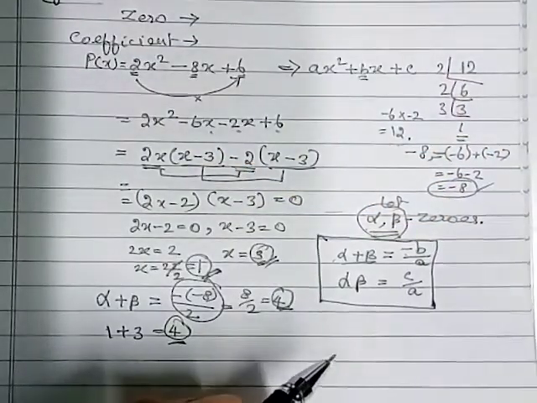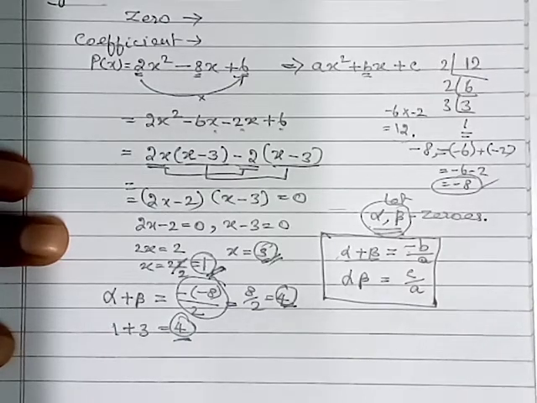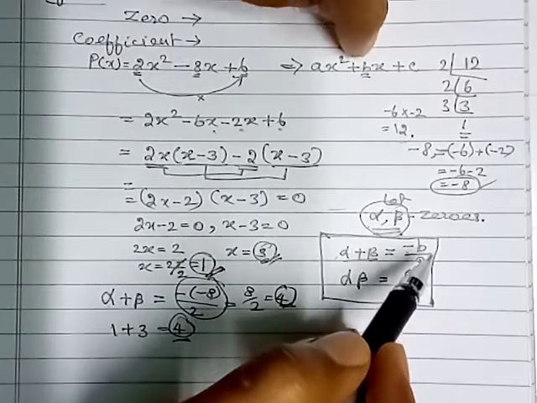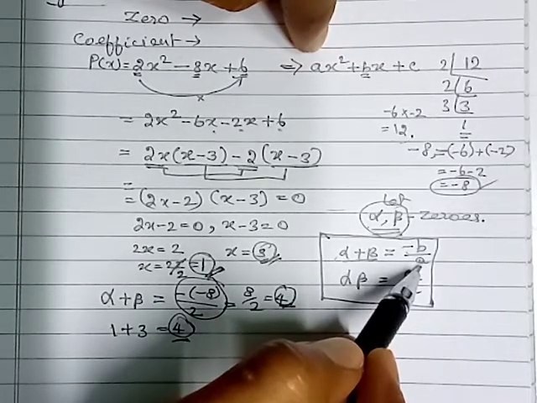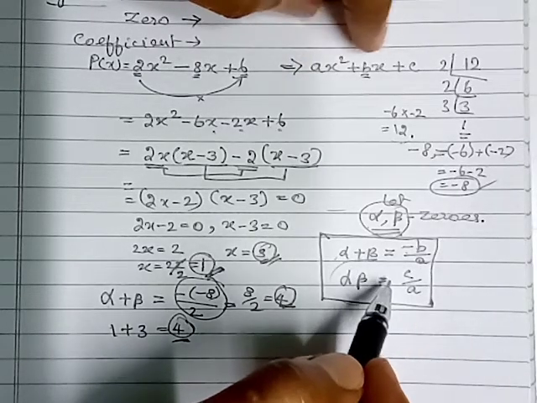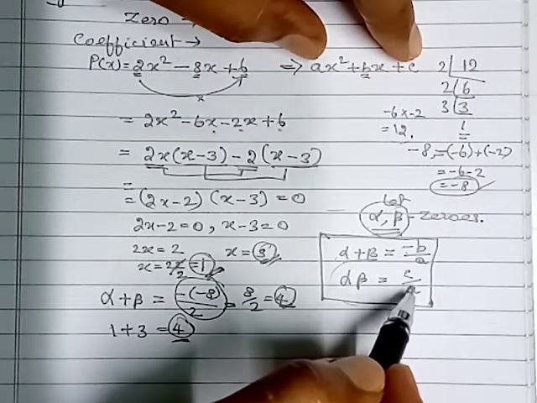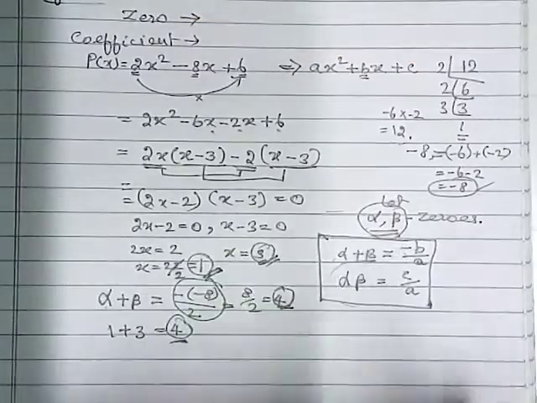So it's true, right? The relationship between zeros and coefficients of a polynomial is: if you add the two zeros, that will be equal to minus b, the coefficient of x, divided by the coefficient of x squared. If you multiply those two zeros, that will be equal to the constant term of the polynomial divided by the coefficient of x squared. This is the relationship formula, right?